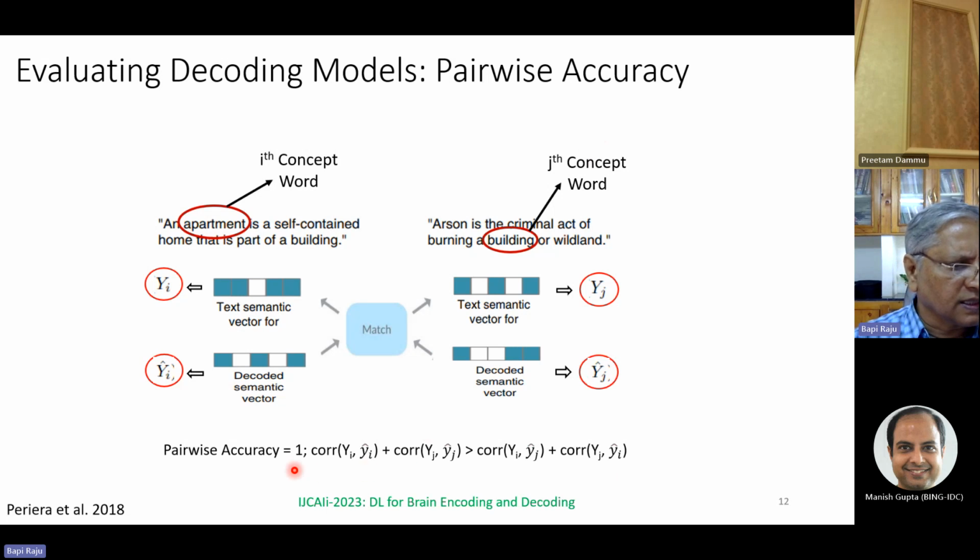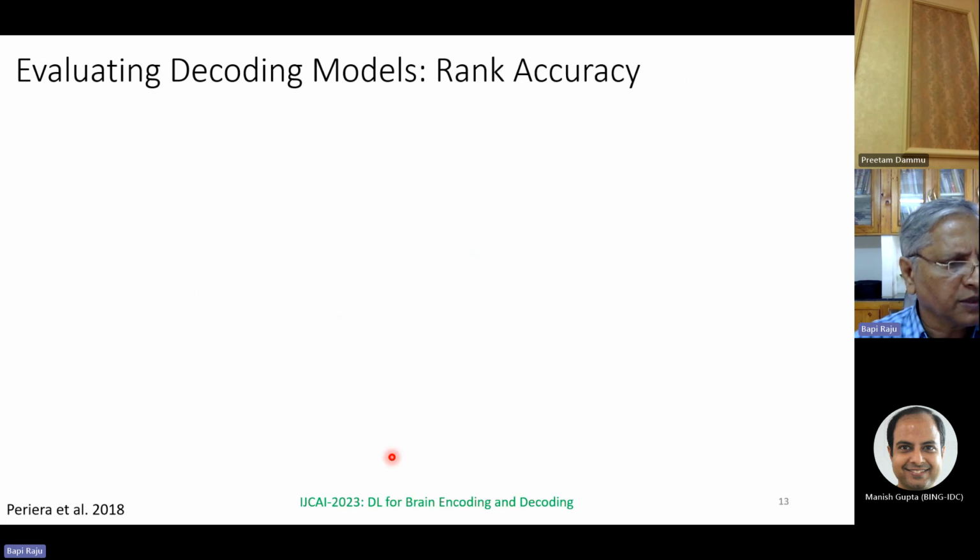So this is what is written. If the correlation of yi to yi hat and yj to yj hat, the sum of this, is greater than the other cross pairs, then we give a score of 1, otherwise 0. We score like this for every pair, and the average pairwise accuracy is computed over all the test stimuli for each participant separately. This is what is reported as the decoding model's performance, one performance measure of the decoder.